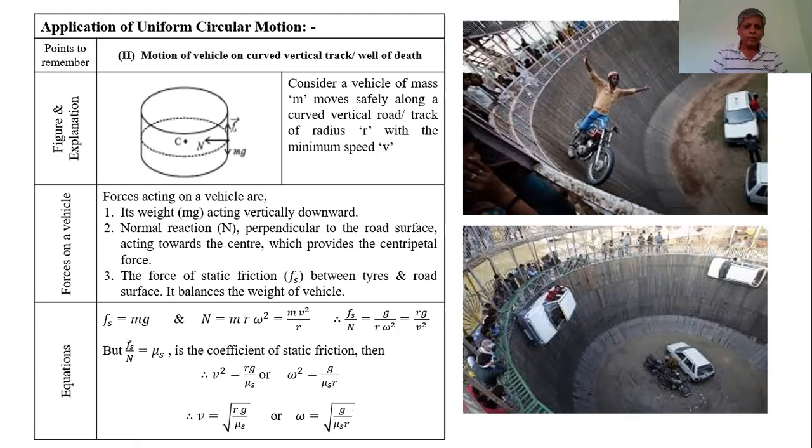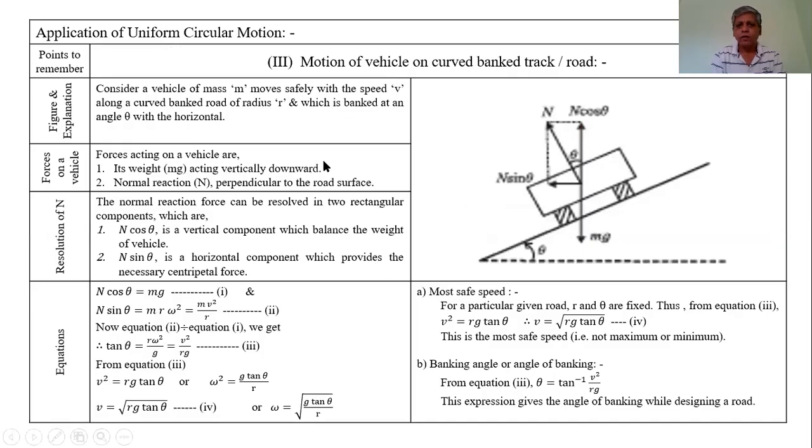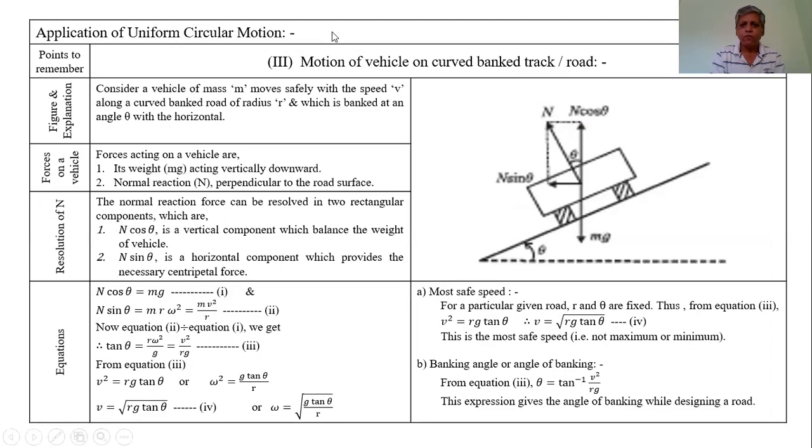This is another application. Okay? The next application of uniform circular motion is along the banked road. I will explain that in the next periods. Here we stop. Okay, now I will explain that in the next periods.